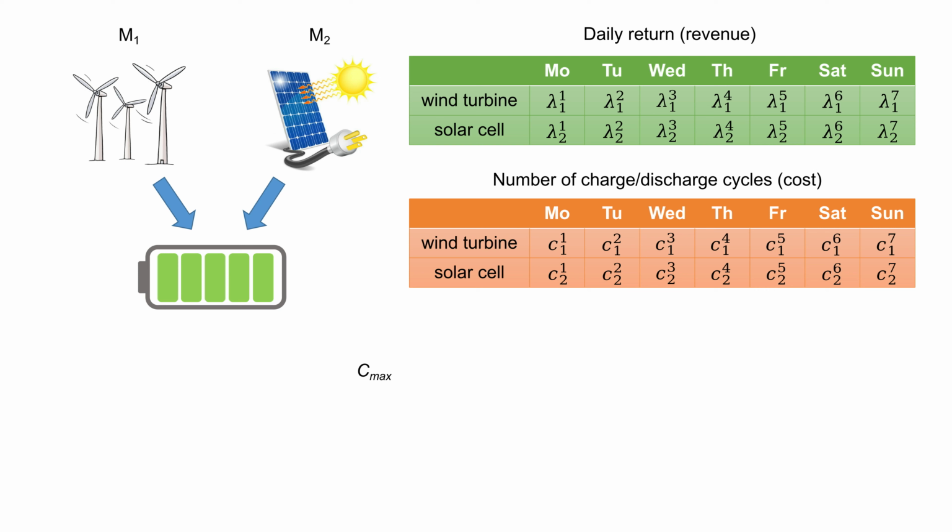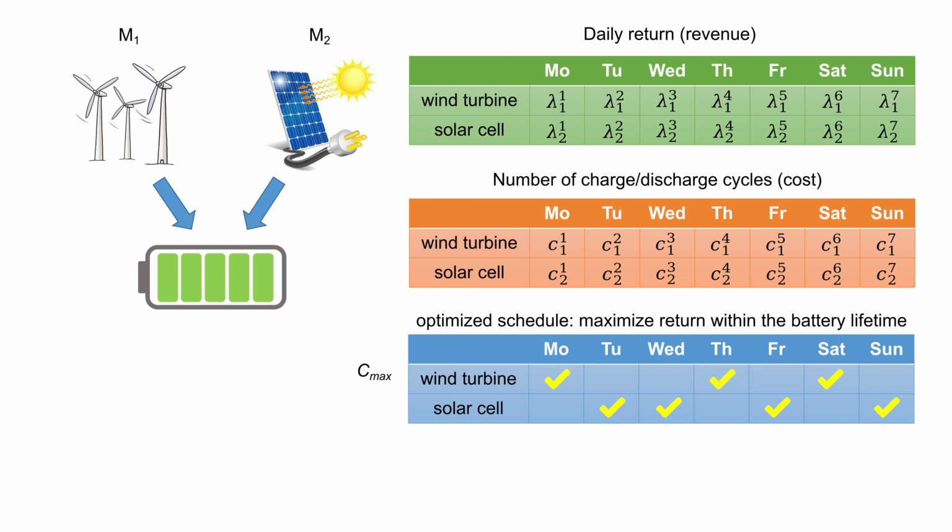Assuming that all the data remains the same, our goal is to find an optimized schedule for the next week. At which day, which energy source should we use to maximize the power collected in the battery. However, the number of charge-discharge cycles should be below or equal to Cmax. In other words, we need to maximize the return within the battery lifetime.